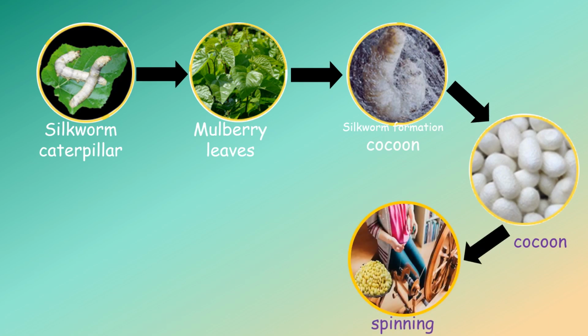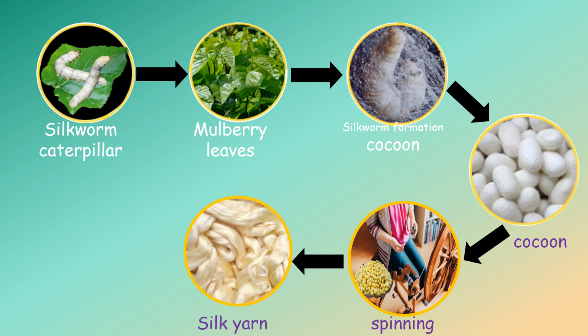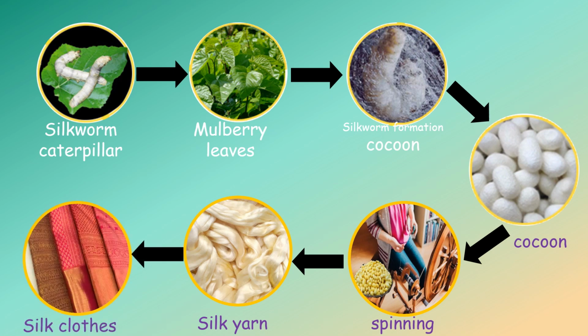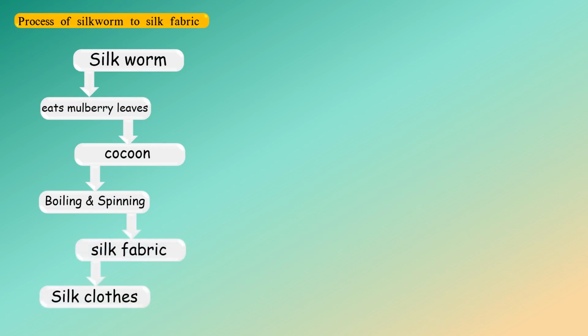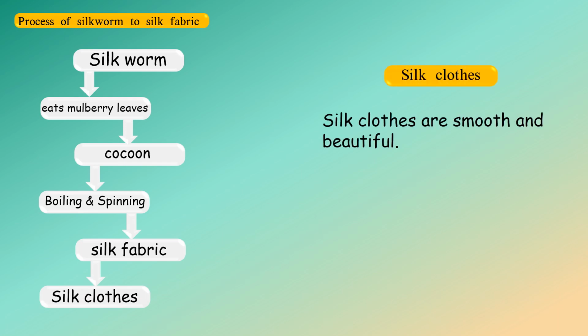The cocoons are boiled, and after that we extract the thread using spinning. This thread converts into silk yarn. Using this silk yarn, we make silk clothes. The process of silkworm to silk fabric is: the silkworm eats mulberry leaves to make a cocoon. The cocoons are boiled and spun, and we make silk fabric. Using this silk fabric, we make silk clothes. Silk clothes are smooth and beautiful.